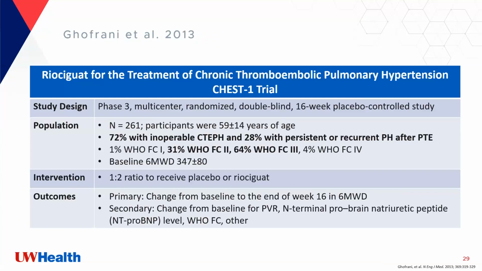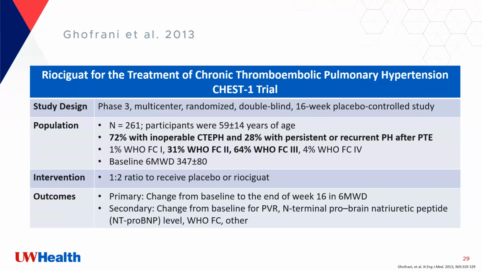So to start with riociguat therapy, it was studied in CHEST-1 trial, which was a phase 3 multi-center randomized double-blind 16-week placebo-controlled study. Included 261 patients, and they were patients averaging 59 years of age. So 72% of these patients had inoperable CTEPH, meaning that they underwent evaluation for the surgery, but they did not qualify. And 28% were patients who received surgery but had symptoms after it.